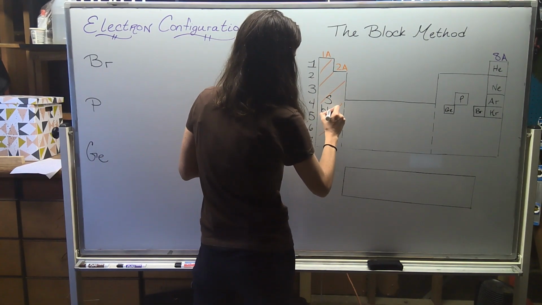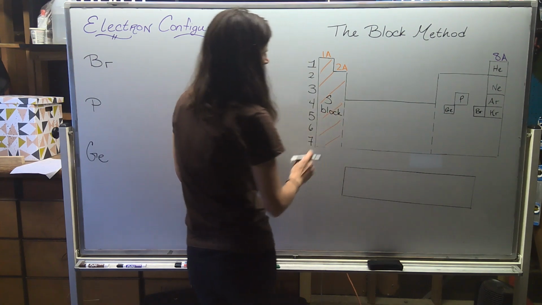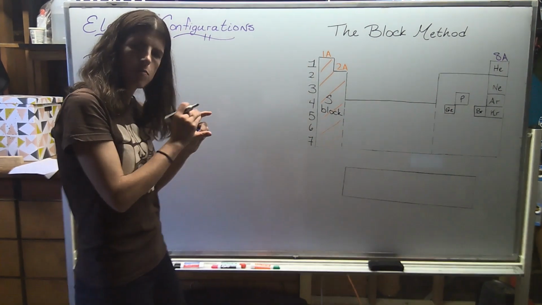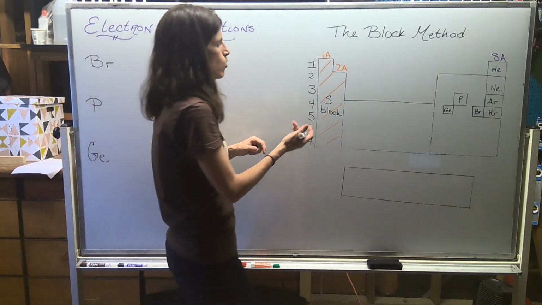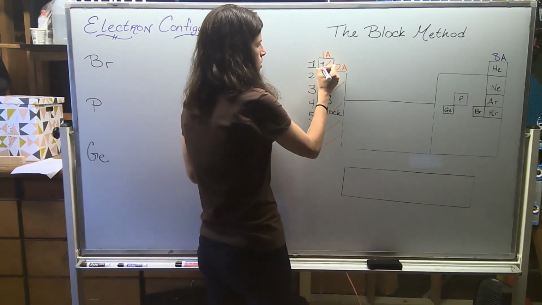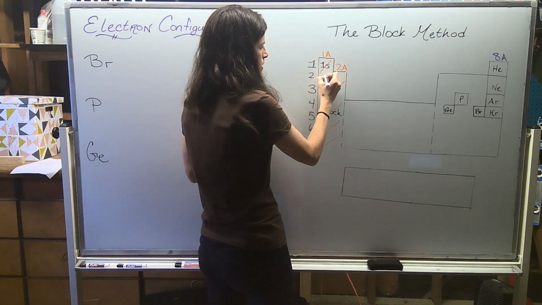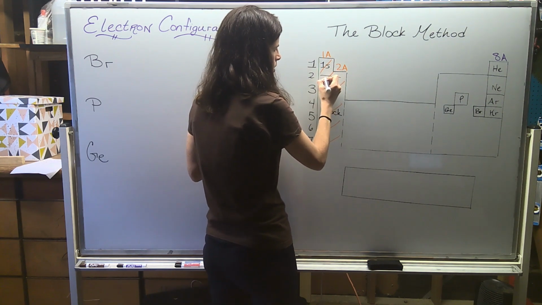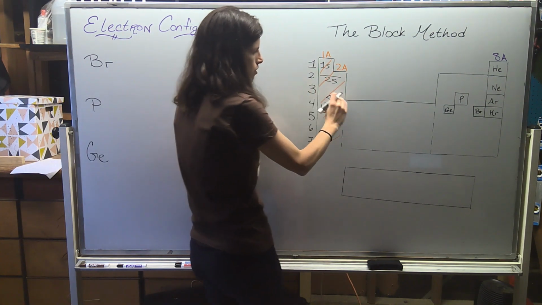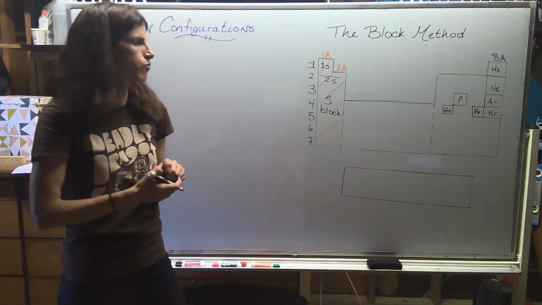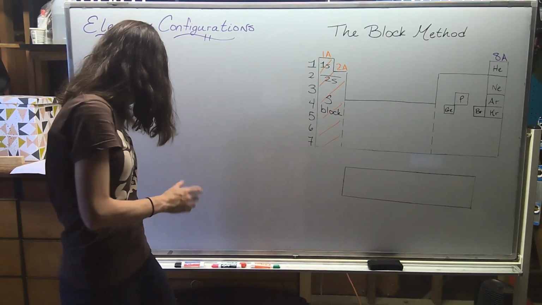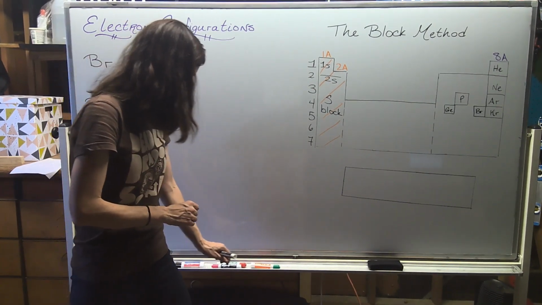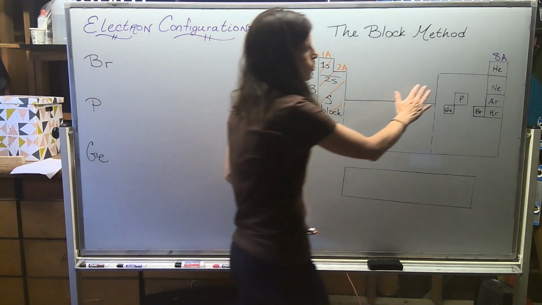The S block is nice in that the number out front, the shell number, corresponds to the row number. So in here, this is 1s, and then this area is going to be 2s, 3s, 4s, so on and so forth. P's, we saw a lot of P's in our previous segment. The P block is over here.